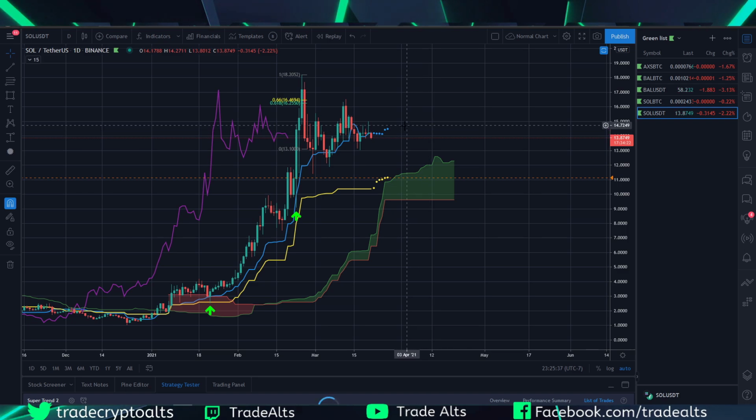But again, my gut tells me that I have this feeling Solana is going to come down and we're going to get this equilibrium push, or essentially your mean reversion play, right? So that's kind of what I am looking for on Solana.